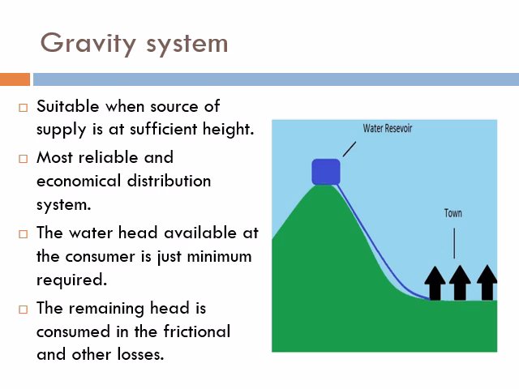First is the gravity system. It is suitable when the source of the supply is at a sufficient height, and it is the most reliable and economical distribution system. The water head available at the consumer is just the minimum required, and the remaining head is consumed in frictional and other losses. In the gravity system, the water reservoir will be at a certain elevation or height. Then through gravity, it will flow downwards to the consumer.